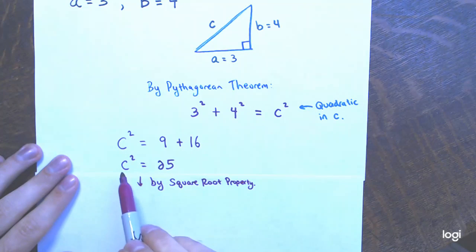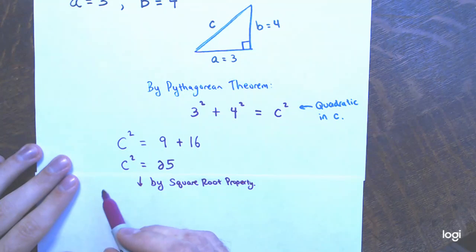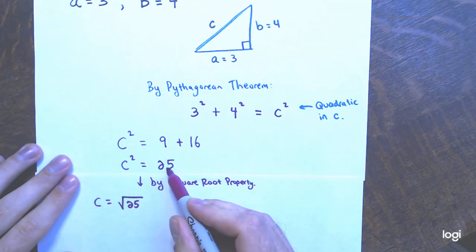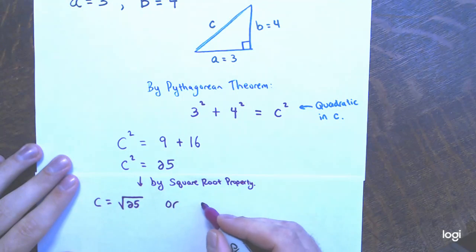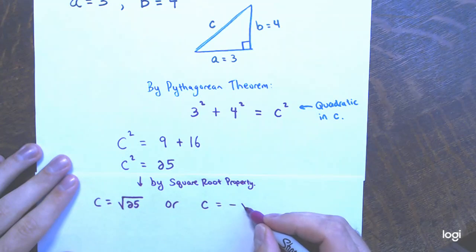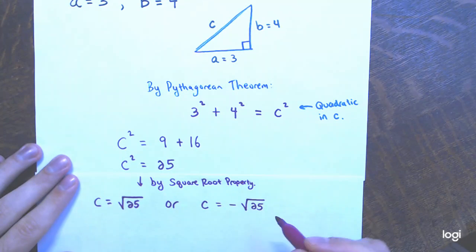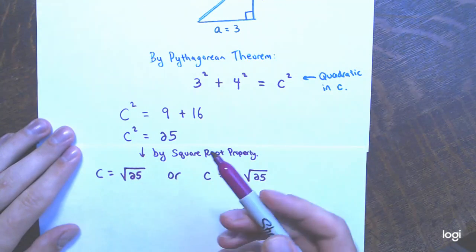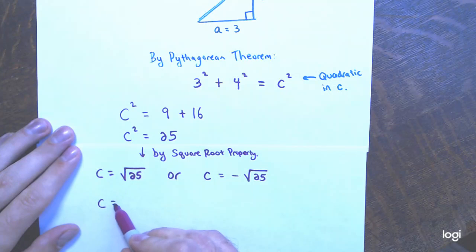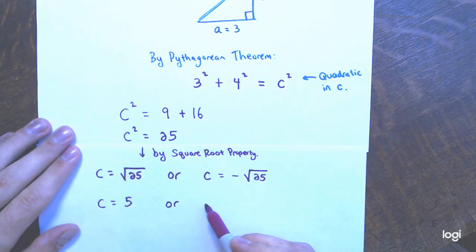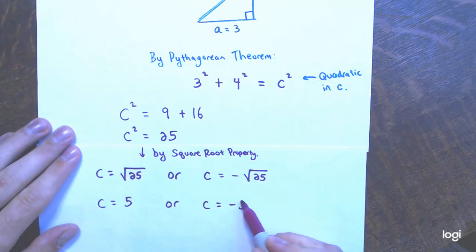When that happens, by the square root property, this base, the c, could either be the positive square root of 25, the positive square root of that number, or the value of c could be the opposite of that, the negative square root of 25. And we'll simplify the radicals here. The square root of 25 is simply 5, that's the non-negative square root whenever you see that symbol. So c equals 5, or c equals negative 5.